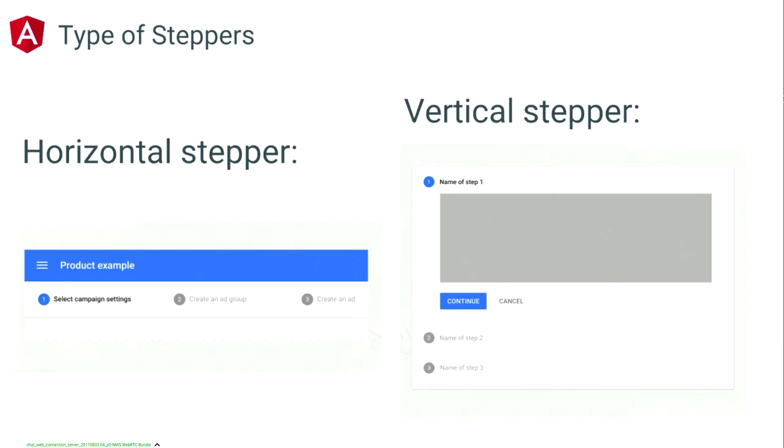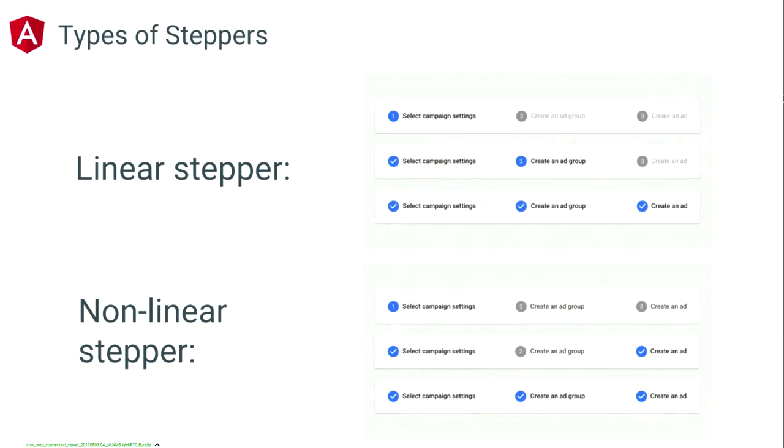And the second type is the vertical stepper on the right. And here you can see that the steps are placed vertically stacked, and as the user goes through the steps, they will move on to the steps that are placed below the previous step. The third type is the linear stepper, which means that the users must complete the previous steps in order to move on to the next step, and the non-linear stepper, which means users can go through whichever order they want to complete the different steps.